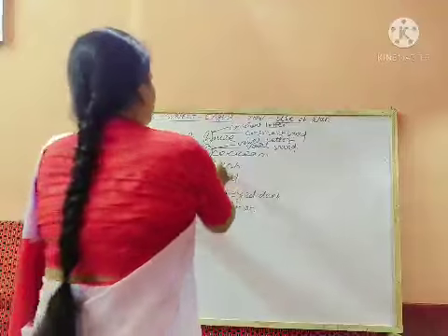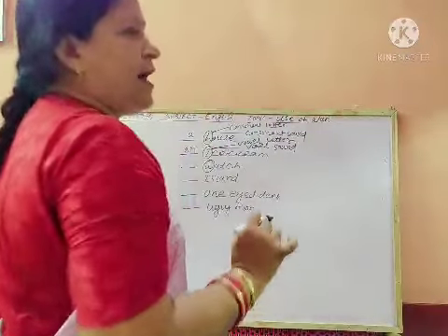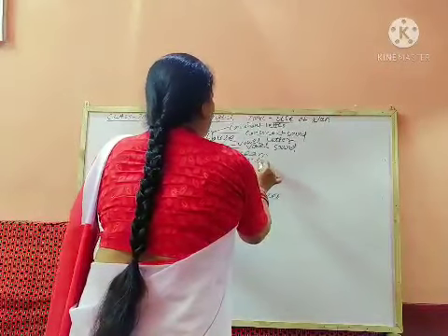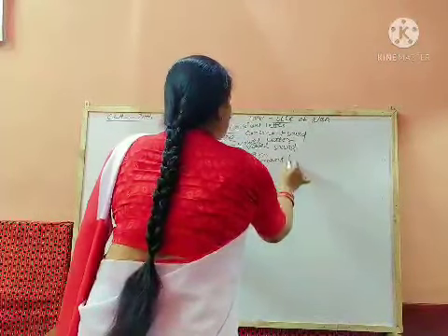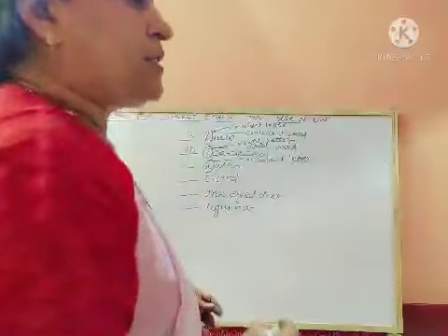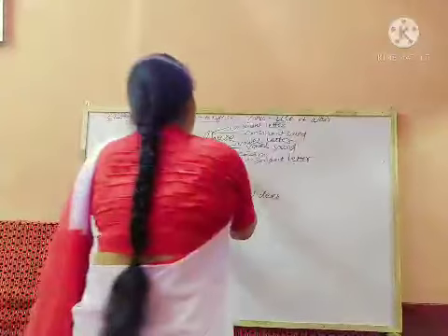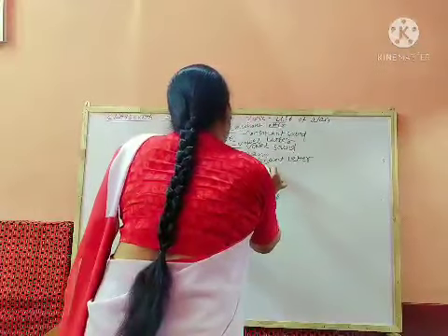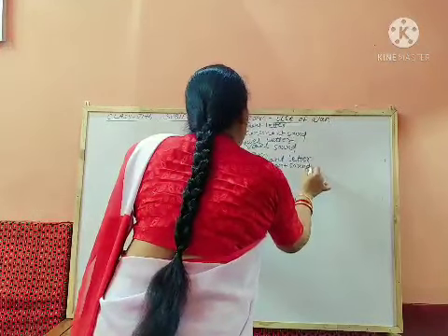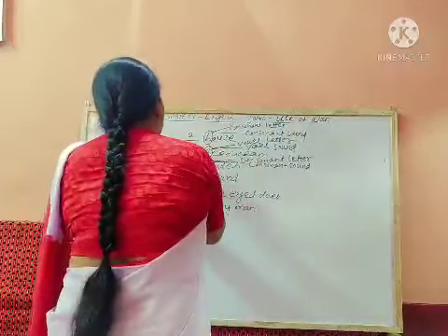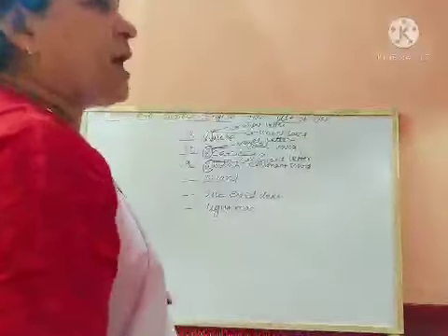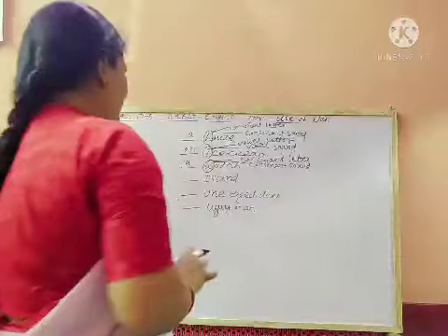Next, watch. W is the consonant letter. Consonant letter. But the sound is "wa" in watch. The sound is consonant sound. So in this place we use A. Both consonant letter and consonant sound.